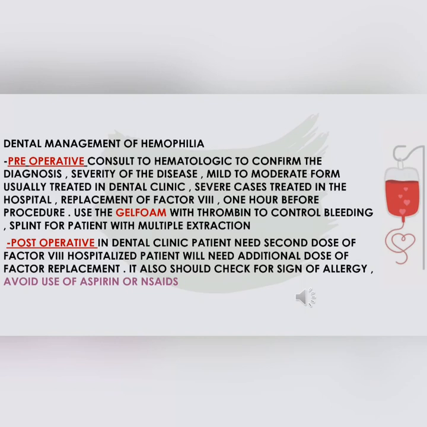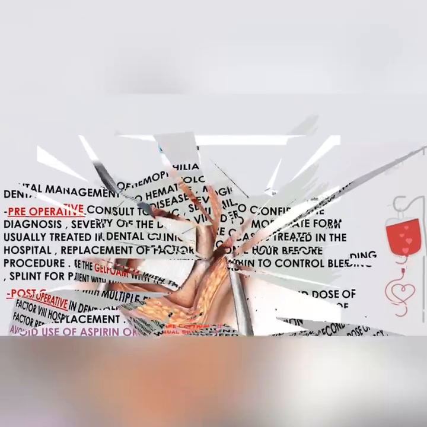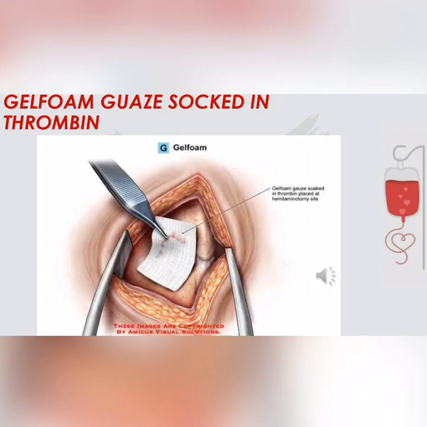Post-operatively, the patient may need a second dose of factor replacement, and we should avoid the use of aspirin and non-steroidal anti-inflammatory drugs. Gel foam goes in the socket with thrombin. This is a picture of stopping the bleeding, and I will leave you with a video of von Willebrand disease.